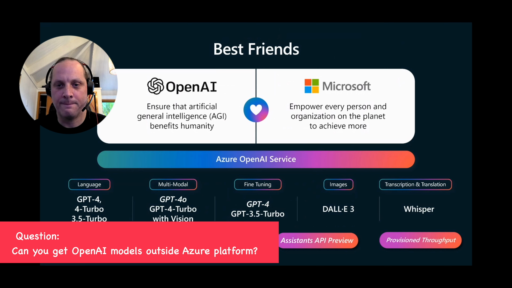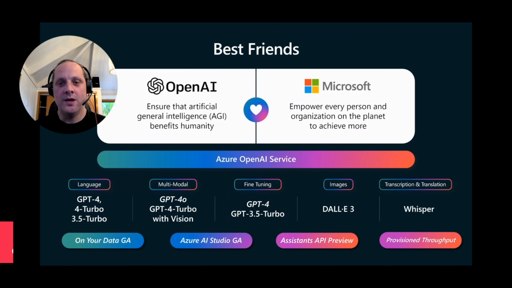So Daniel, a quick question: if customers or anybody try to access these OpenAI models, can they get them on any platform, or is it only available in Azure? So, great question. The OpenAI models are only available in two ways. You can get them direct through OpenAI, or you can get them through Azure. They aren't available anywhere else.